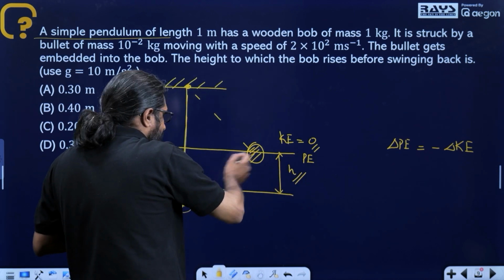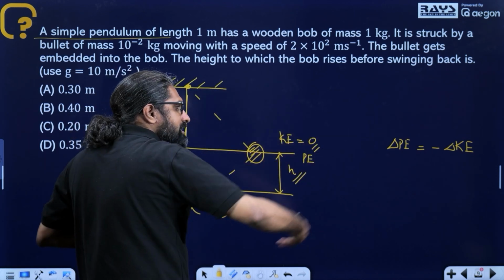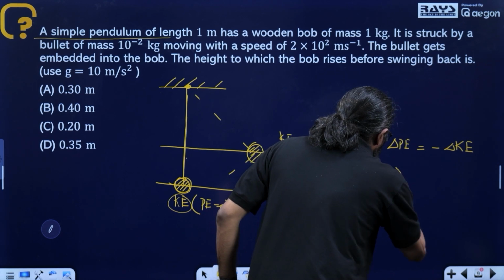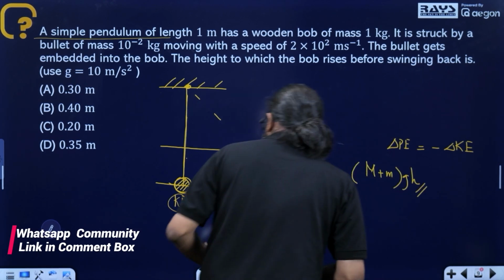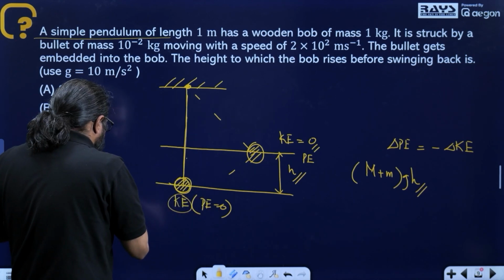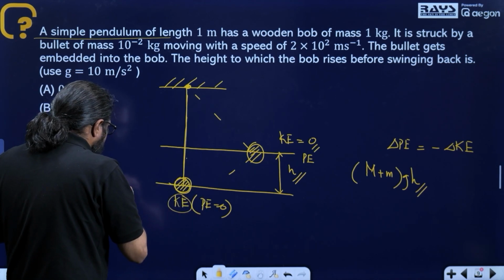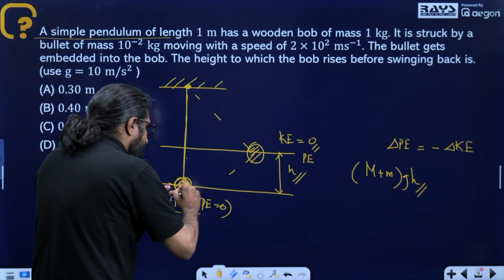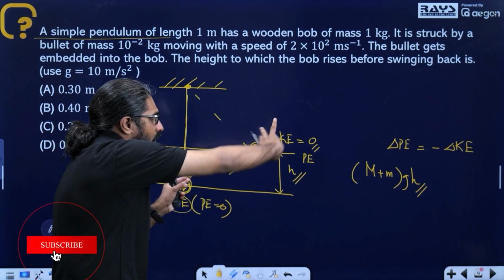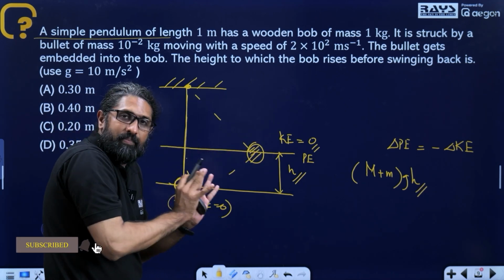The energy in the process, gain in potential energy, is actually m plus m into gh. I'll tell you why. Look, we are now talking about what happens after the bullet strikes. Once the bullet has struck and become embedded inside, this system is what we are talking about now. We can look at what happened until then later.